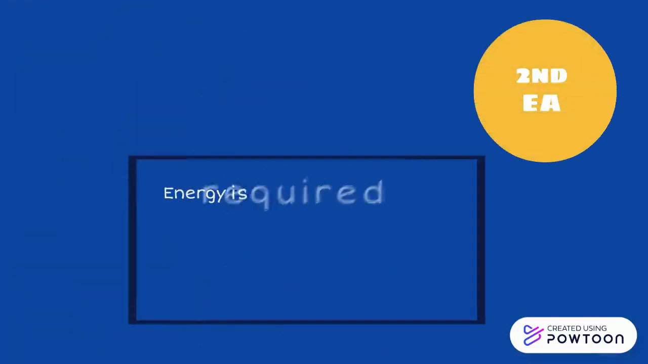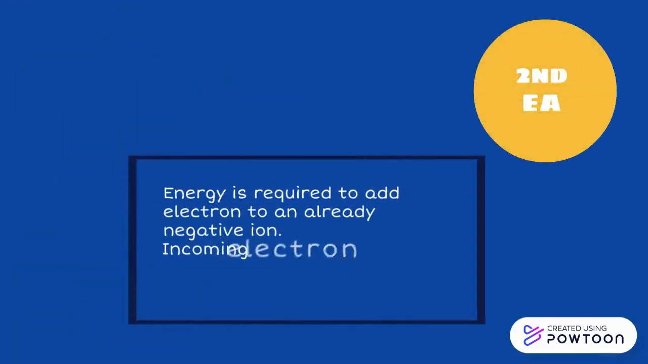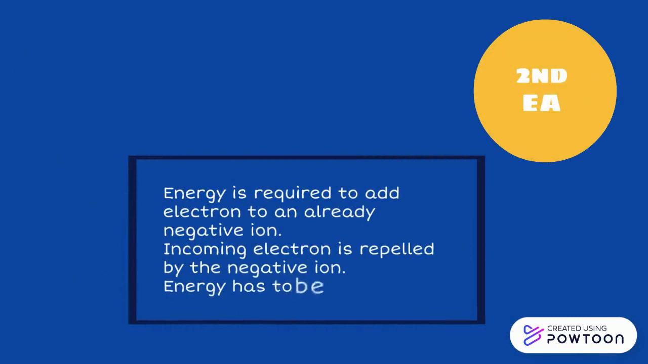Then what about second electron affinity? In second electron affinity, energy is required to add an electron to an already negative ion. The incoming electron is repelled by the negative ion and energy has to be supplied. So the second electron affinity has a positive energy value because it is formed from an endothermic process.